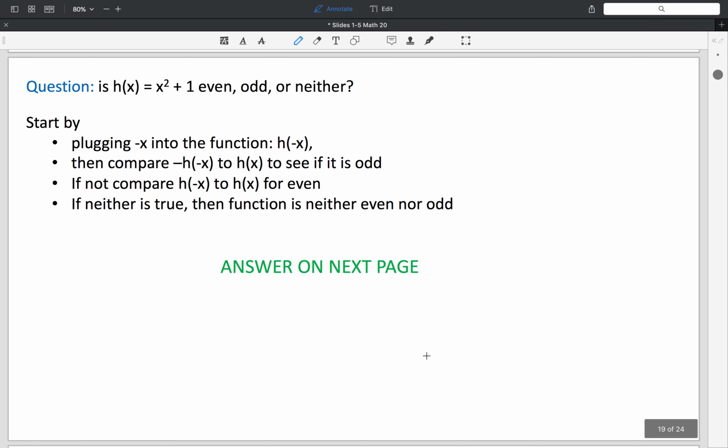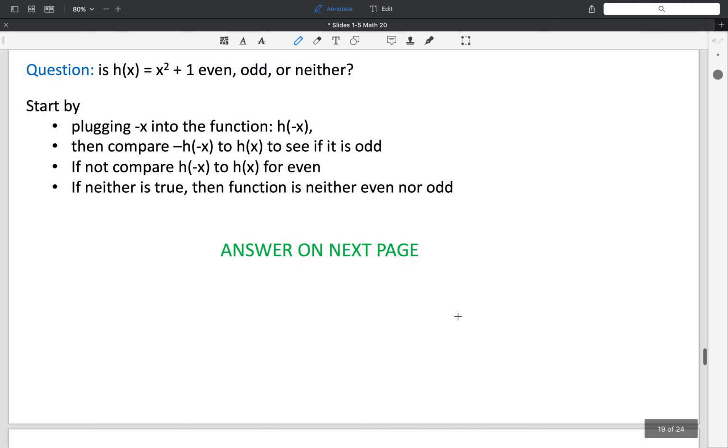Okay. Now we'll do another one. Here's another example. And again, I'm telling you what you need to do. I'm going to hit pause. You try it, and then let's look at the answer on the next slide. So I'm going to go to the next slide. Pause it and then rejoin me.